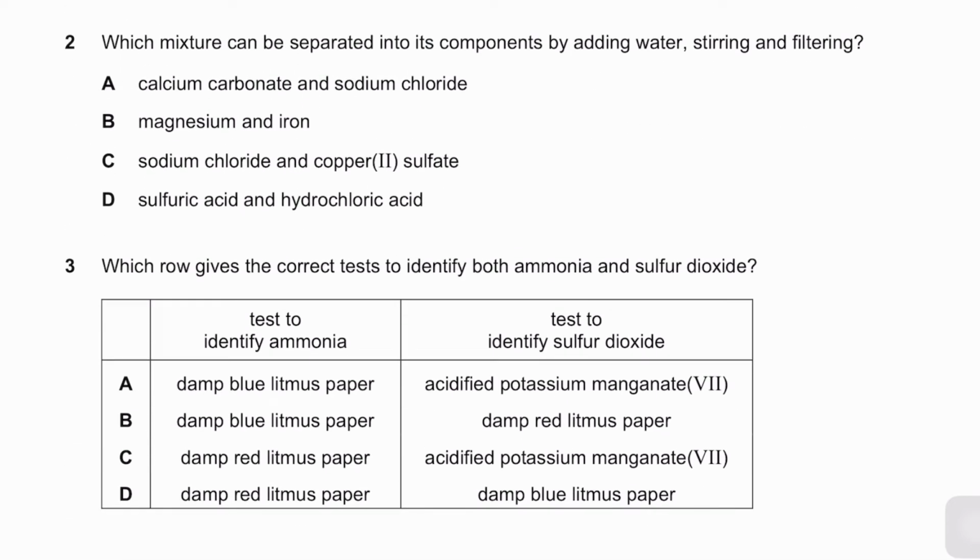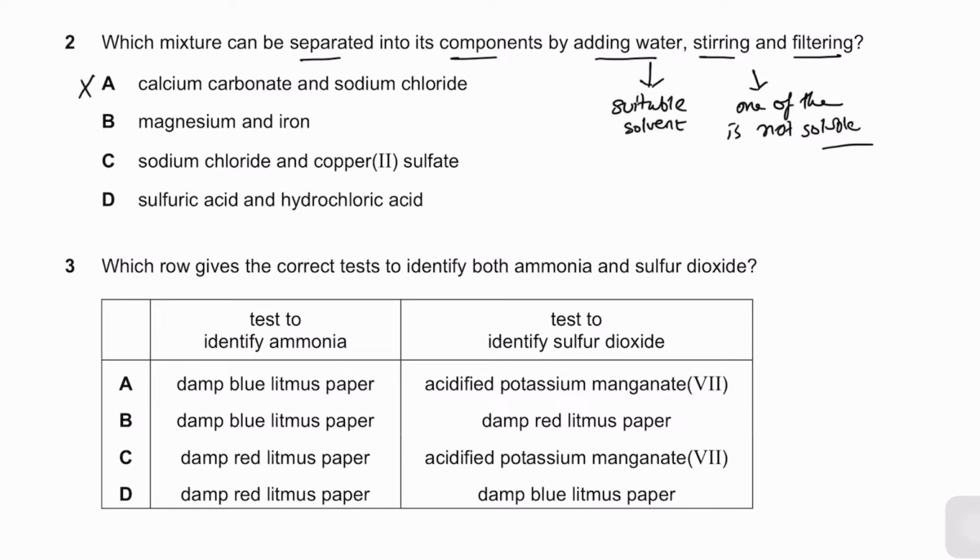Which mixture can be separated into its components by adding water, stirring, and filtering? So water will act as a suitable solvent, and then stirring and filtering, so one of the components is not soluble. Calcium carbonate is soluble, and sodium carbonate is soluble, so option A will be cancelled. Magnesium and iron, both of them are not soluble. So magnesium is soluble and iron isn't, so it will not be reacting. There will be no reaction. Sodium chloride is soluble, and then copper sulfate is also soluble.